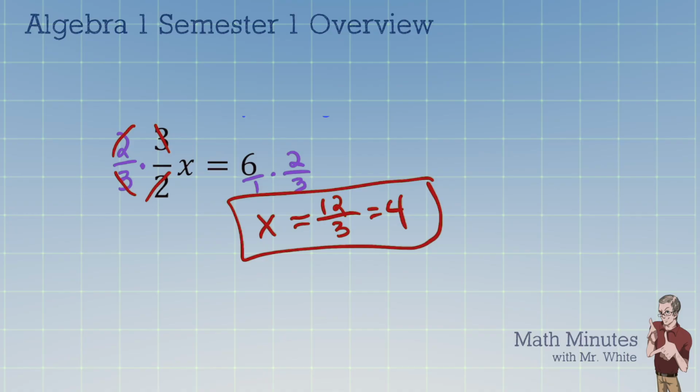And we multiplied by the reciprocal. So make sure you take a close look at that, store that deep in your brain, and do not forget that you can multiply by the reciprocal to get rid of a fractional coefficient, which is what that's called.